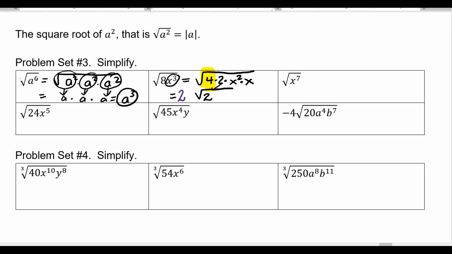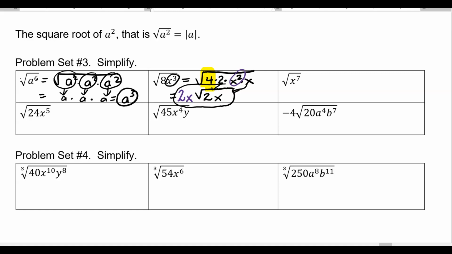The square root of x squared is x, so that goes outside. However, this x right here stays on the inside because there's not enough x's. So this is your final answer.